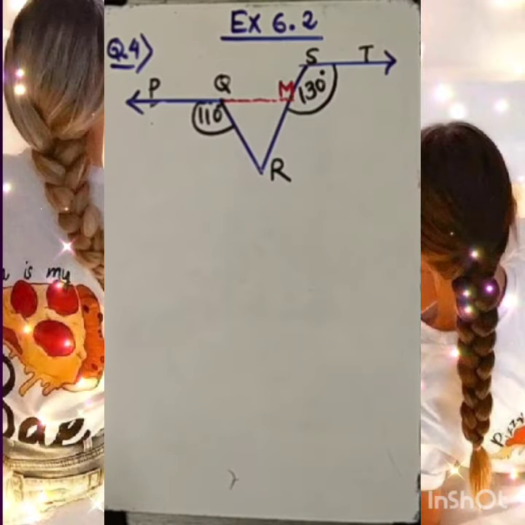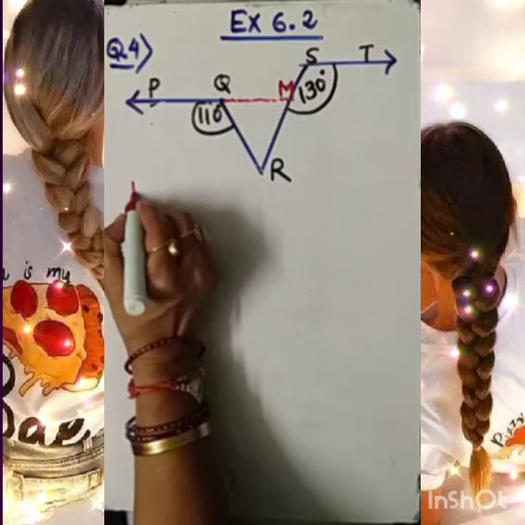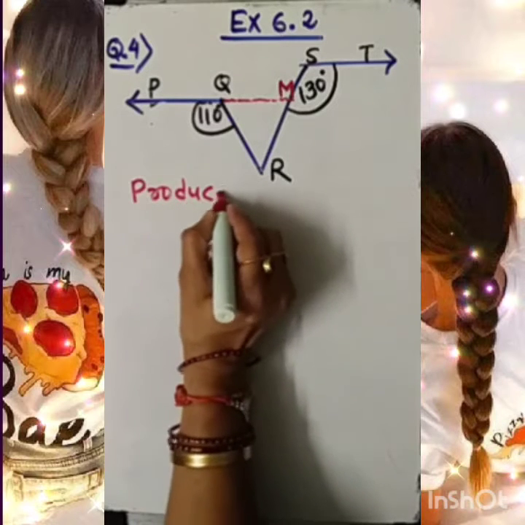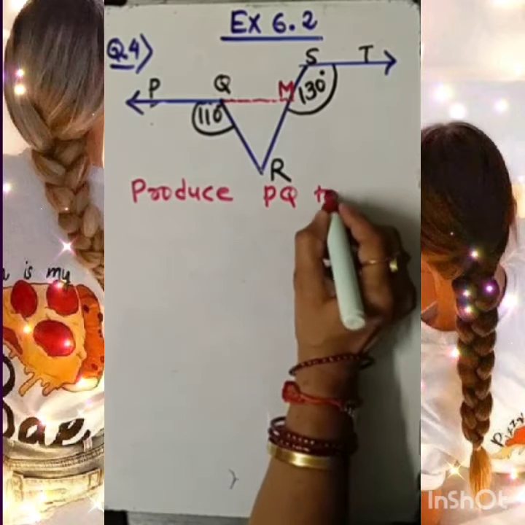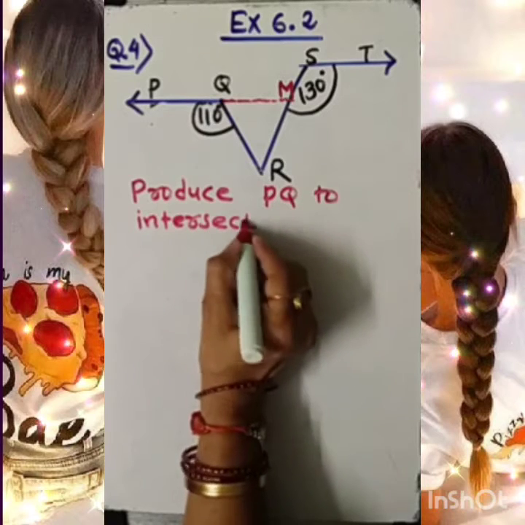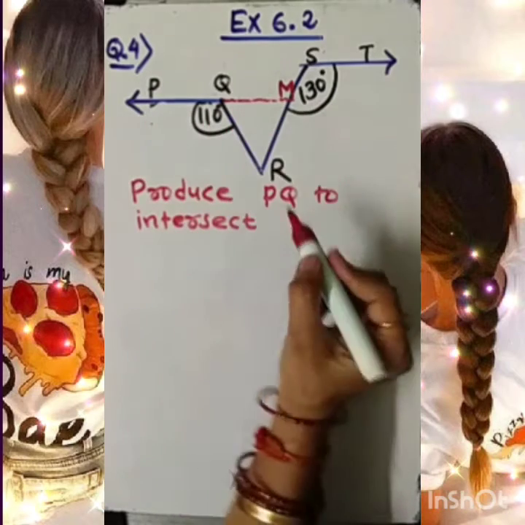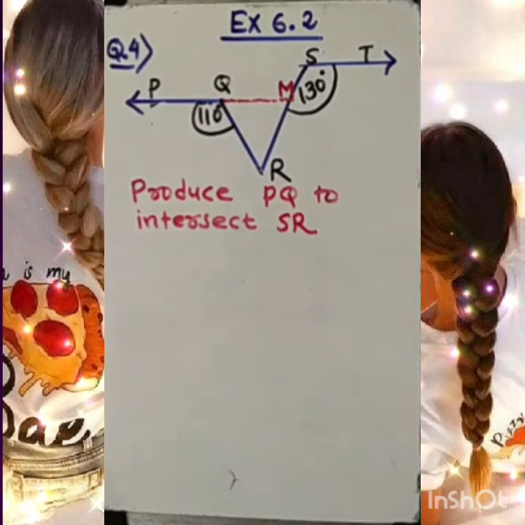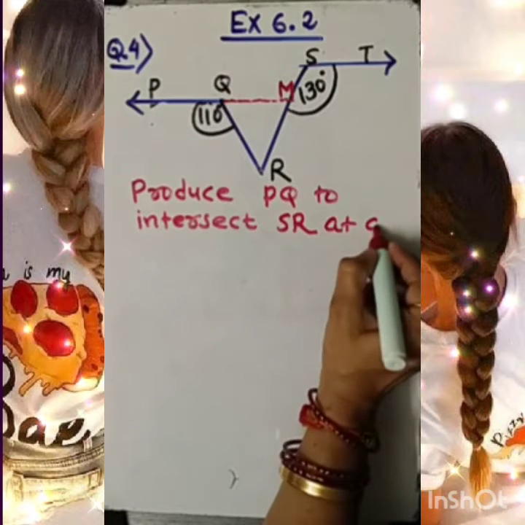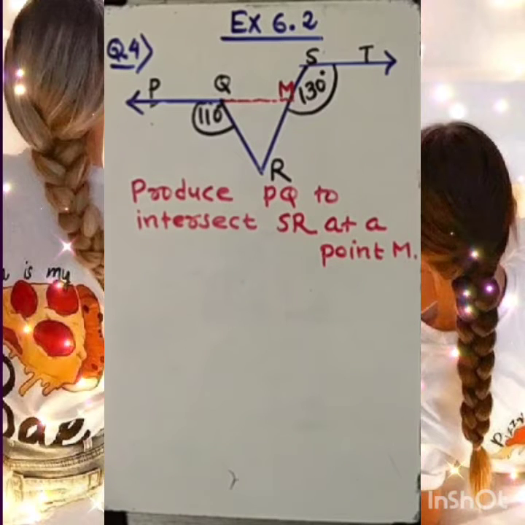So the first line in the solution I need to write here: produce PQ to intersect. Actually it must intersect another line. Intersect which line? SR. It is intersecting SR at a point M. At a point M. M we can construct. This is in our hand. According to the requirement of the question, we can construct a line.